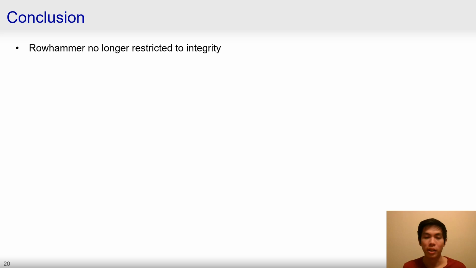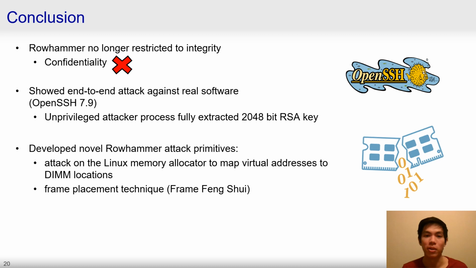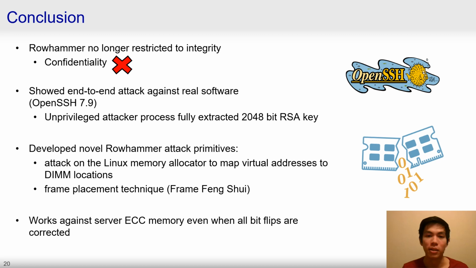In conclusion, we have shown how Rowhammer is not restricted to integrity, but have extended it to directly breach confidentiality as well. To demonstrate the implications, we developed an end-to-end attack against OpenSSH that allows an unprivileged attacker to fully extract a 2048-bit RSA key. To accomplish this, we also had to develop new Rowhammer attack primitives, such as an attack on the Linux memory allocator for mapping virtual addresses to DIMM locations, all from an unprivileged user, and our frame feng shui technique for maneuvering frames into a frame of the attacker's choosing. Finally, we also showed that ECC in memory does not stop RAMBleed, even when all bit flips are corrected.